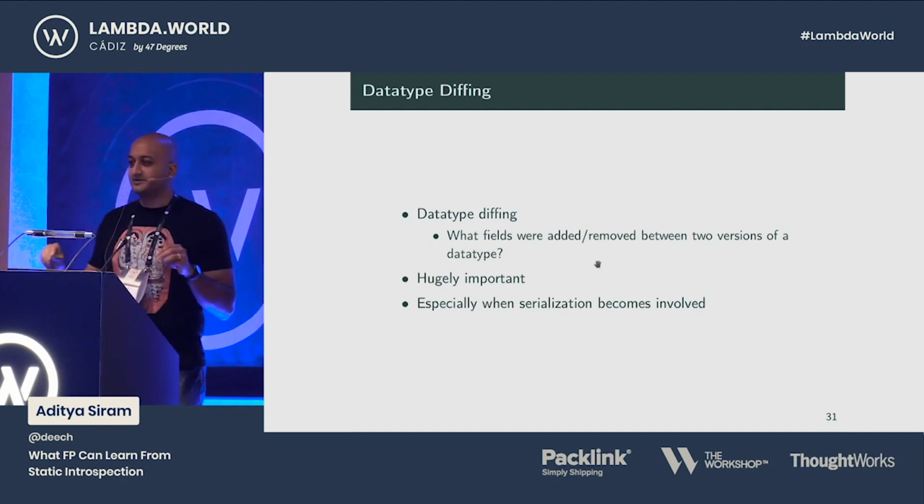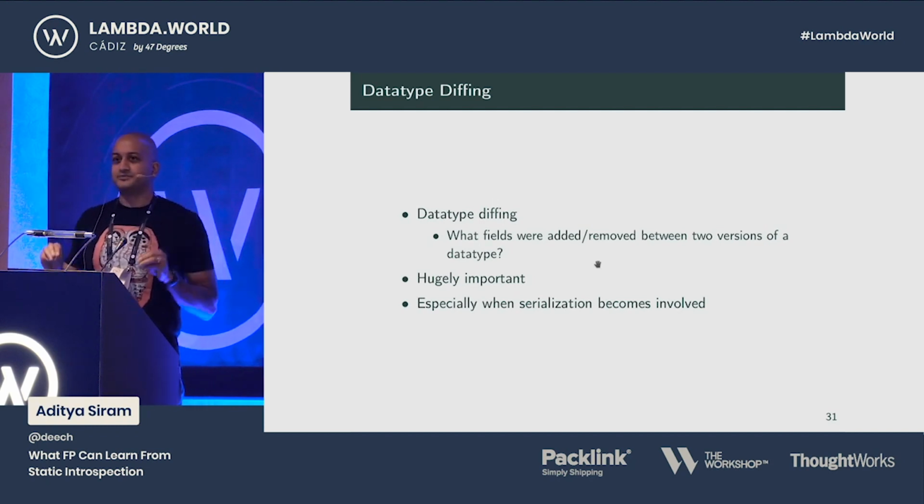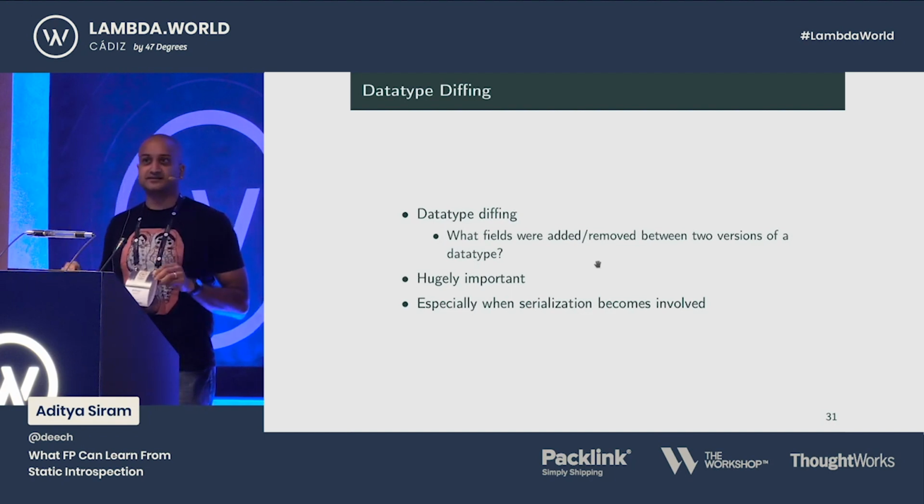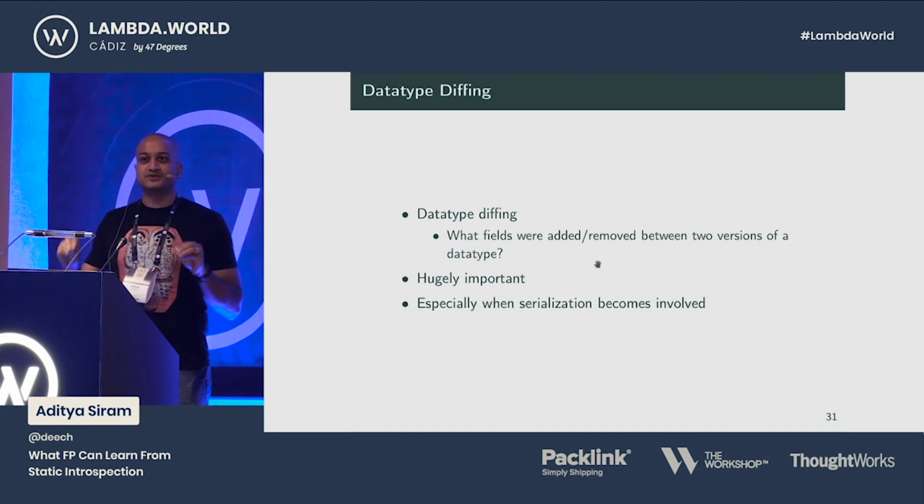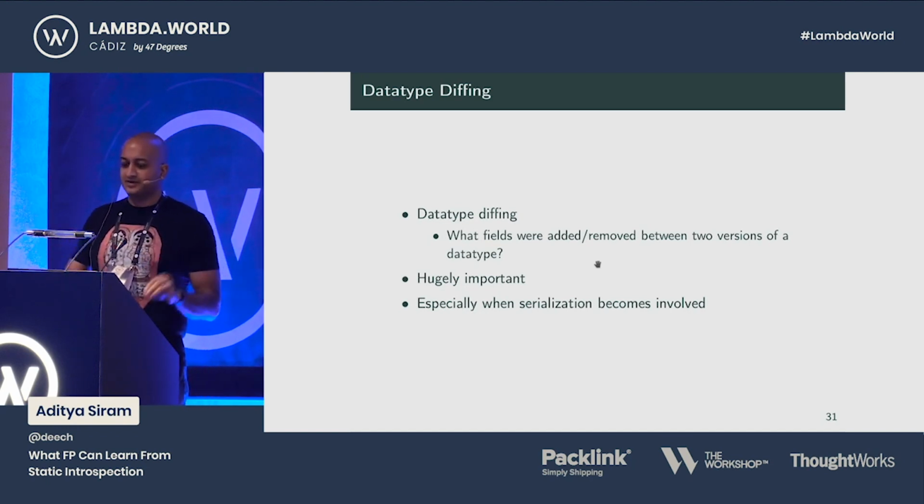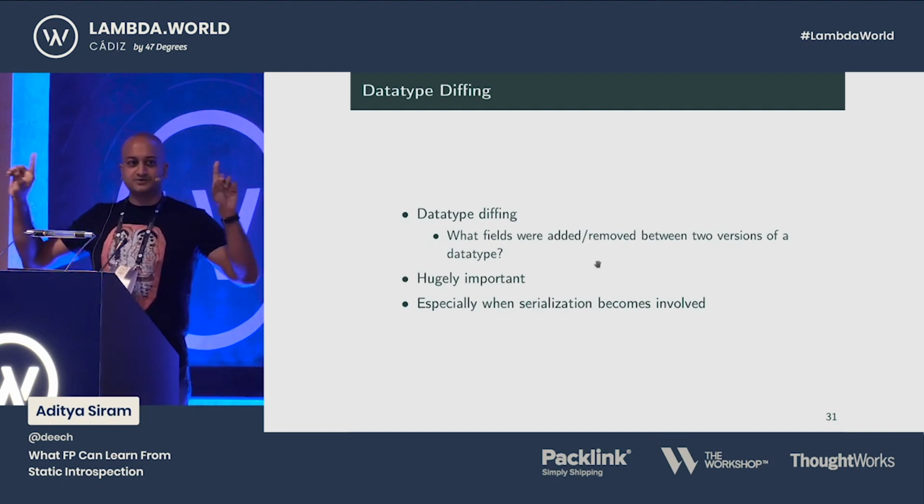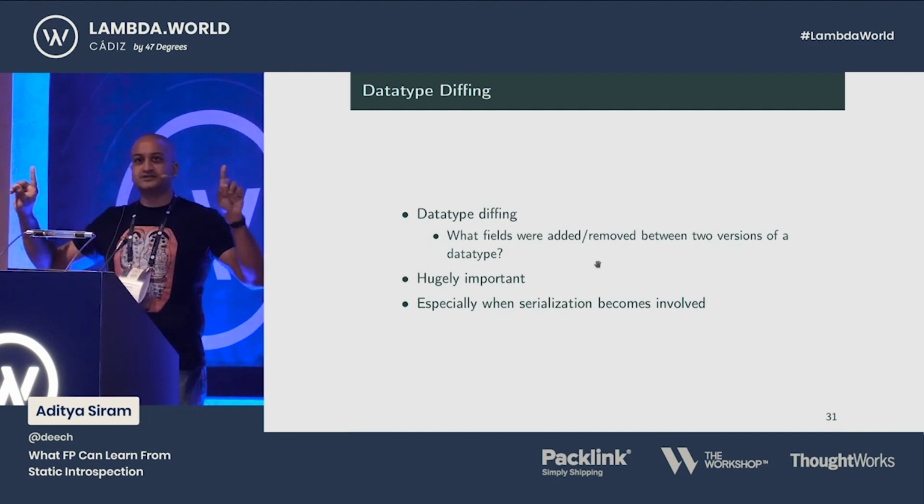Everybody thinks the most important problem with serialization is how fast it is. Yes, speed does matter, but what really matters at the end of the day is a robust way of doing data type diffing. What fields were added and removed between two different versions of a data type? We need to know that.